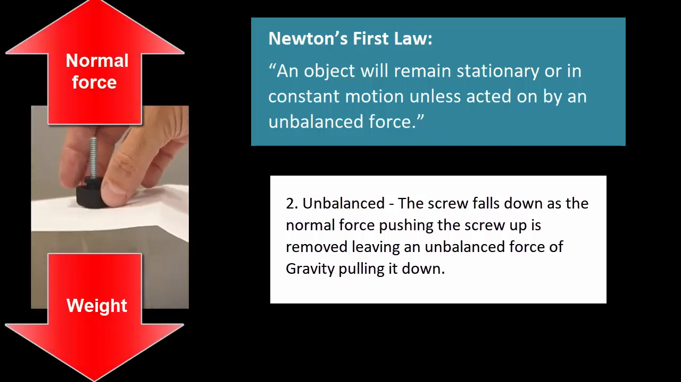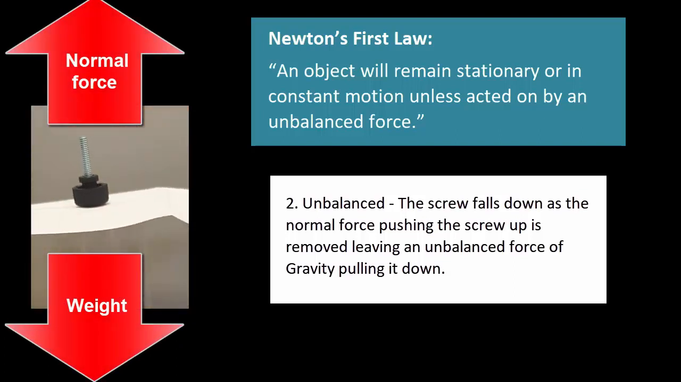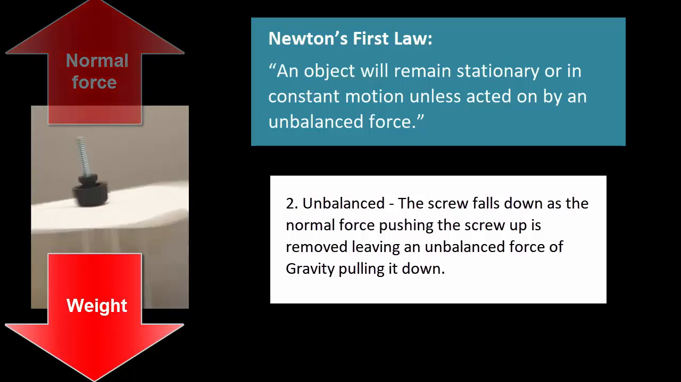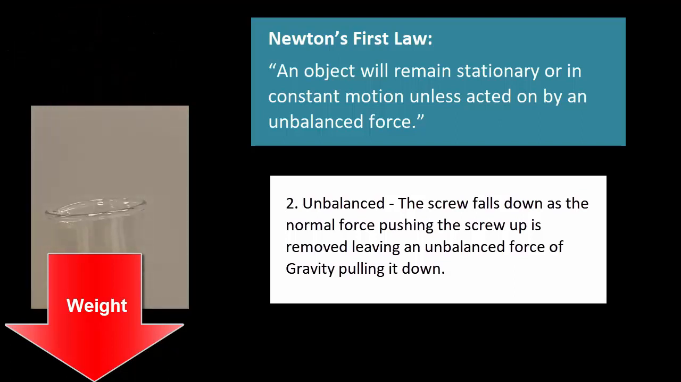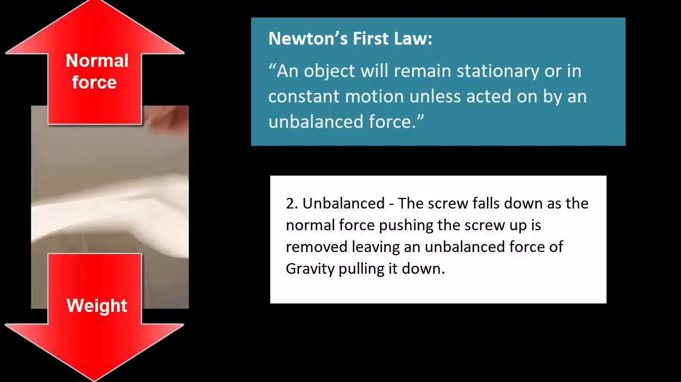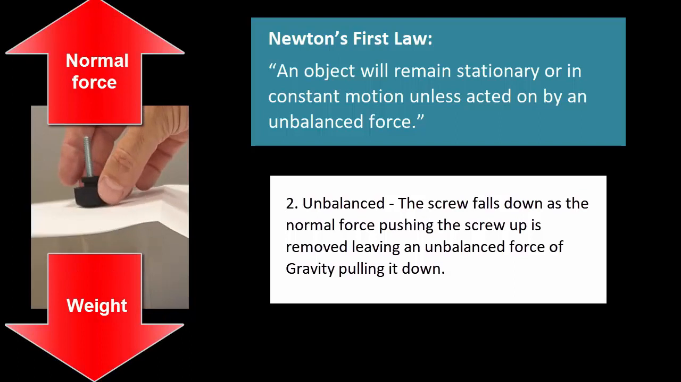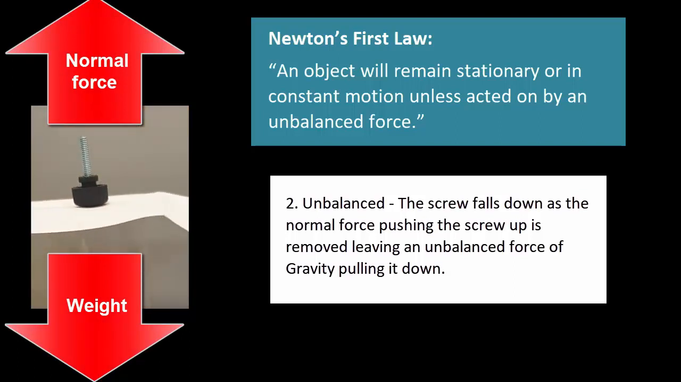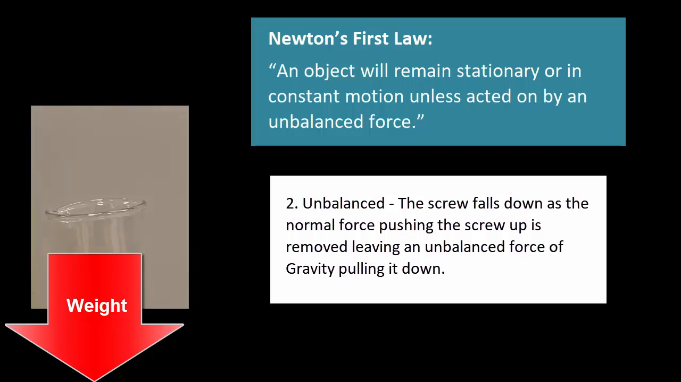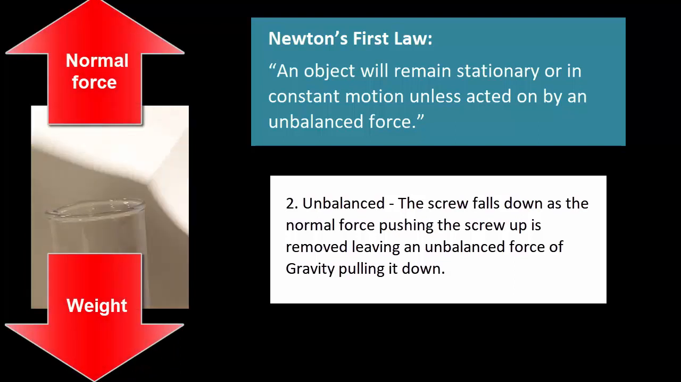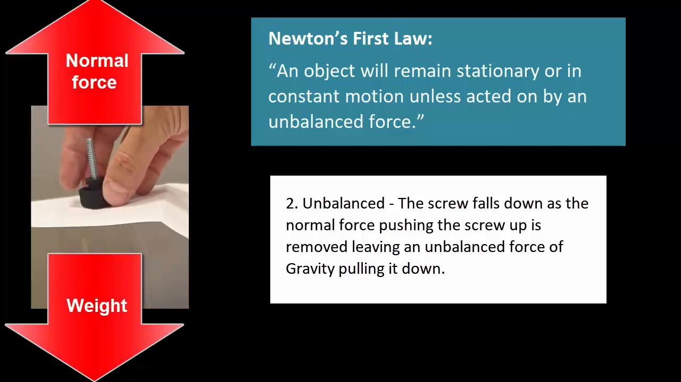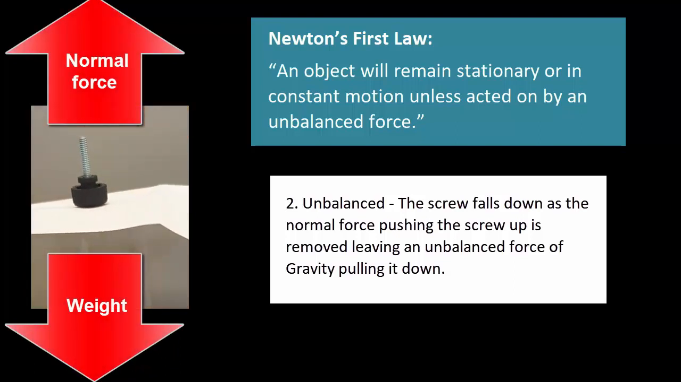So this one here, it actually falls down. So when I remove the paper, I'm removing the normal force, so it's unbalanced. And so a good way to say this one is: the screw falls down as the normal force pushing the screw up is removed, leaving an unbalanced force of gravity pulling it down. Therefore, it moves down. So that's an example of Newton's first law, that an object will remain stationary or in constant motion unless acted on by an unbalanced force. And because it's an unbalanced force, it doesn't remain stationary anymore.